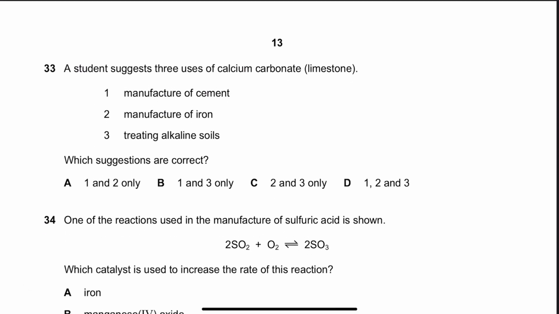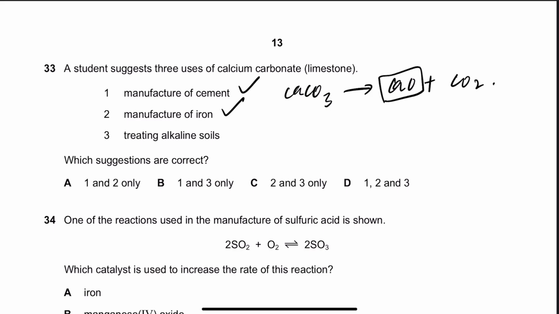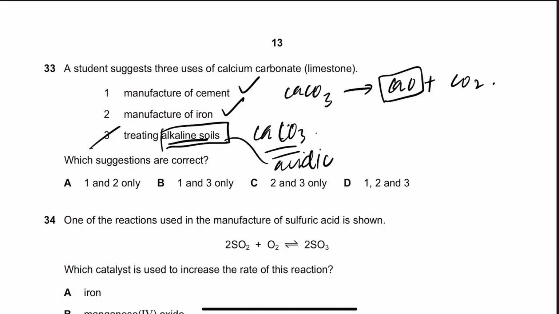Now, a student suggests 3 uses of calcium carbonate. Manufacture of cement, yes, I've explained that. Manufacture of iron, it's used there because calcium carbonate is decomposed by the heat. Thermal decomposition makes calcium oxide plus carbon dioxide, and this calcium oxide then reacts with silicon dioxide to make calcium silicate. Treating alkaline soils, no, because calcium carbonate is a weak base. It is not used in treating alkaline soils because it is itself an alkali. Why would it treat alkaline soils? It should treat acidic soils. So that's very silly of Cambridge. I'm sorry, Cambridge, I don't mean any harm. So A is my answer.